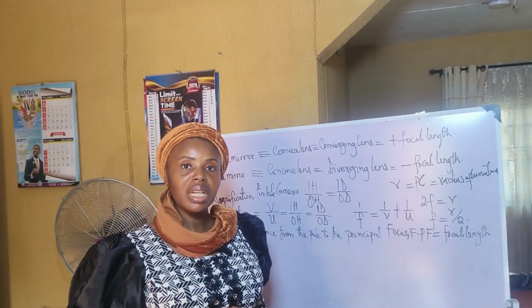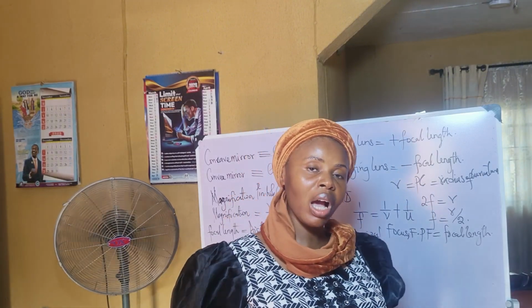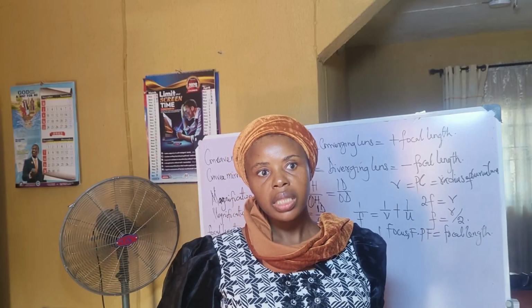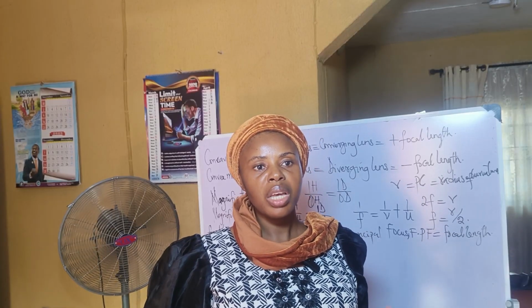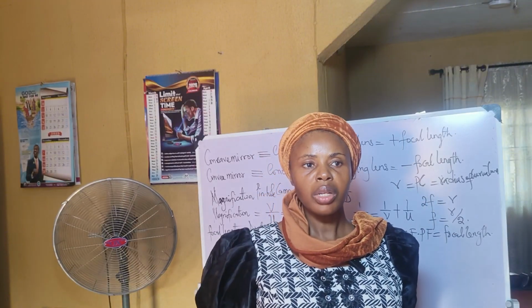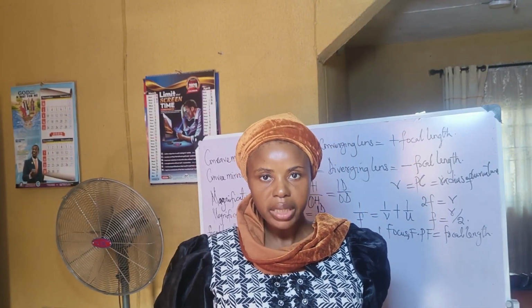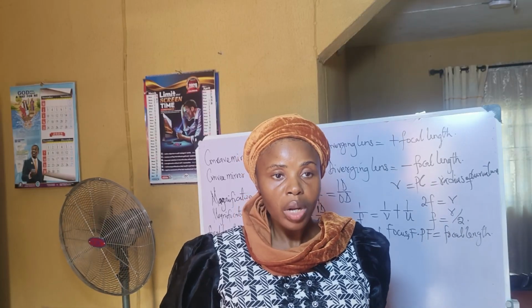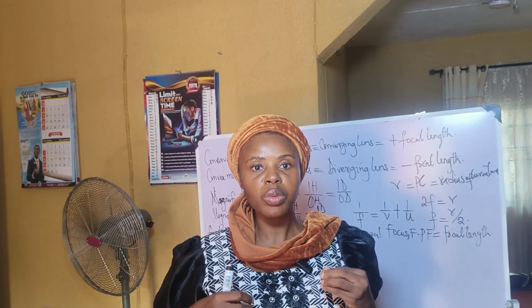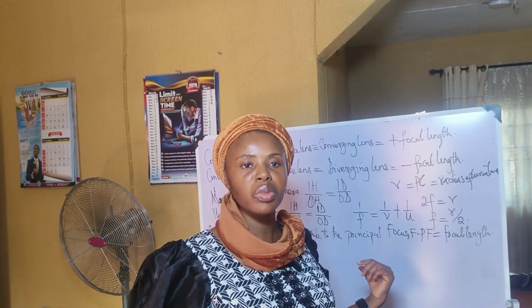Now, why am I doing this? This class is very essential. Like I said, we have 5 possible positions where our objects can be placed when we are doing mirror or lens. The essence of this class is to help you have an idea of what the answer is before you actually solve the problem, and what the characteristics of that particular image will look like, with the knowledge of what I'm going to give to you.